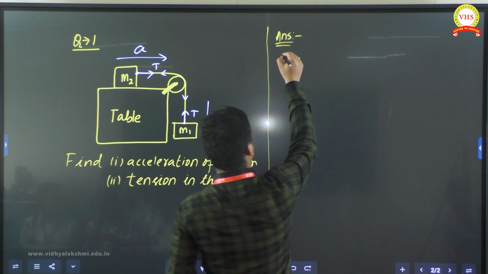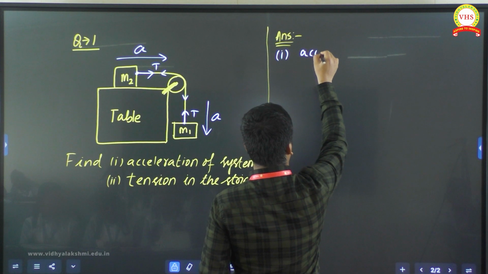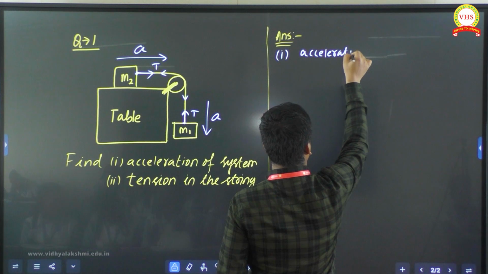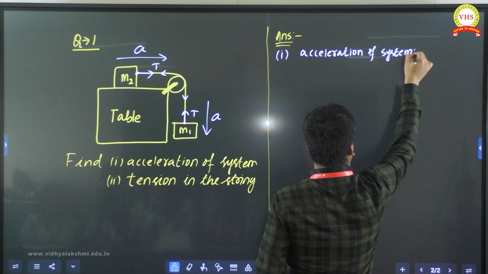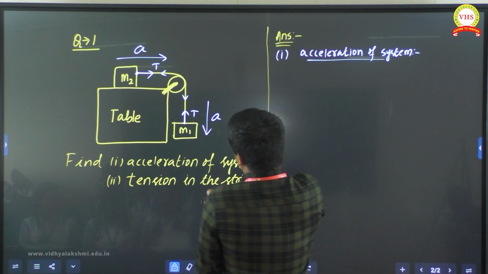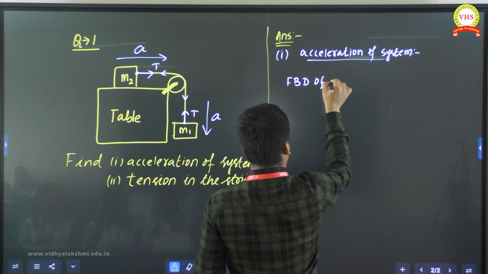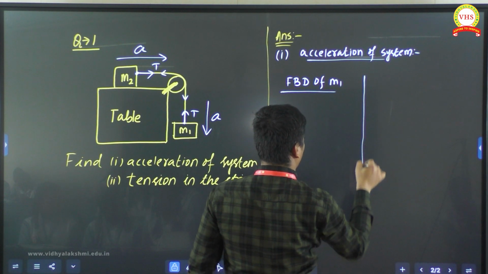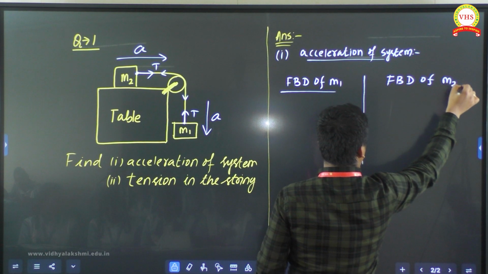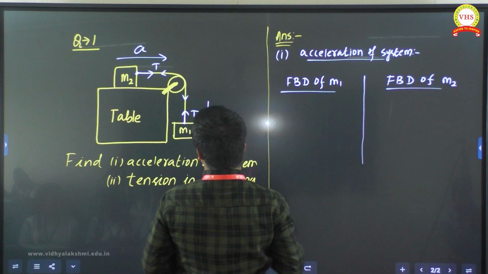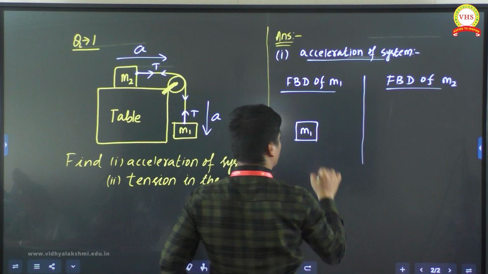Let's first find the acceleration. What is the acceleration of the system, or acceleration of each block? Listen. Do the free body diagram. Free body diagram of M1, and then free body diagram of M2. First I'll do the M1 diagram.